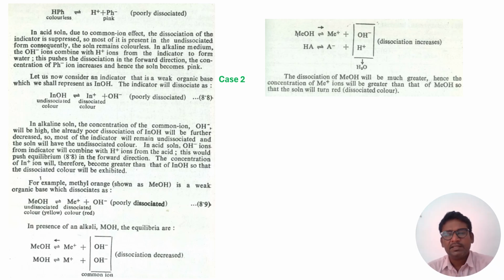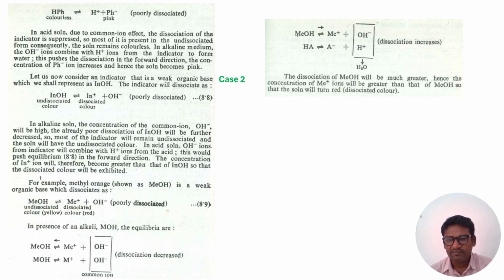Now let us see, if we take the same methyl orange in acidic medium, this methyl orange will give Me plus and hydroxyl ion. This acid will give the anionic part plus H plus. See here, there is no common ion. Since there is no common ion, this will form a water molecule. Therefore, the dissociation of MeOH will become much greater. Hence, the concentration of Me plus ion will be greater than that of MeOH, so that the solution will turn red. That is called the dissociated color. So this is how the theory of indicator works.